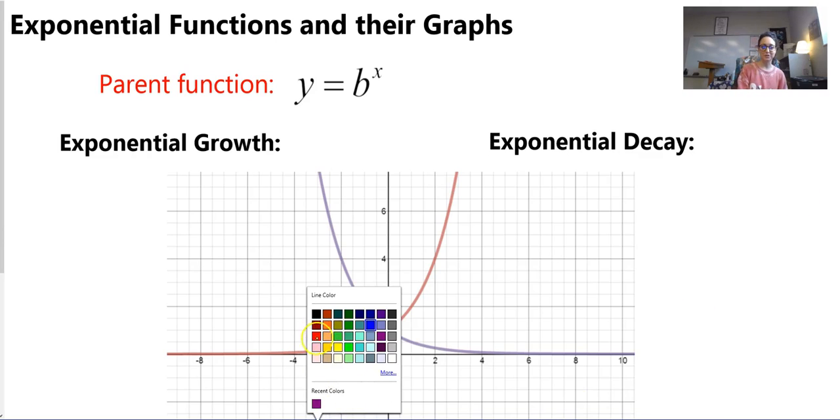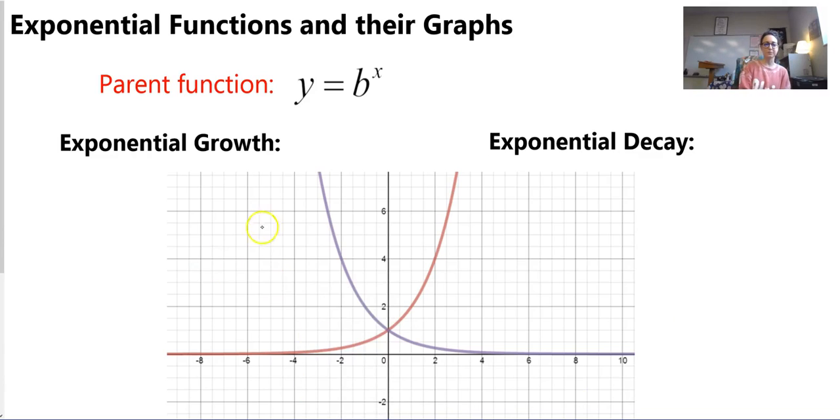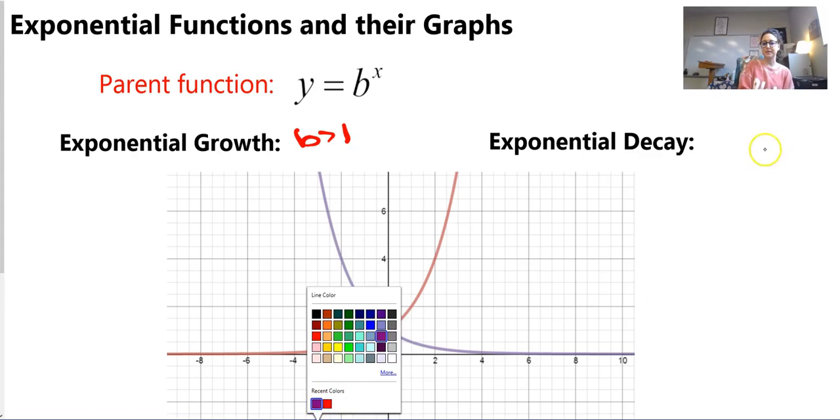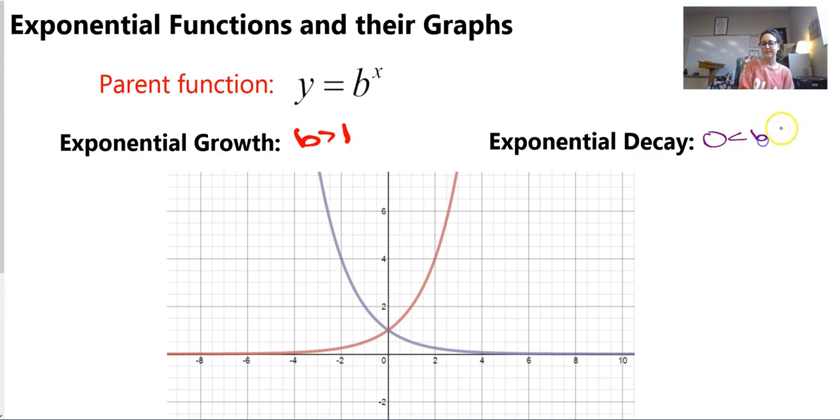All right, so for exponential growth, I'm going to grab my red pen here. This is when b is greater than 1. And for exponential decay, this is when b is between 0 and 1. Okay, b is never less than 0. B is never negative, or you're going to get some funky things. You'll get non-real outputs, right?